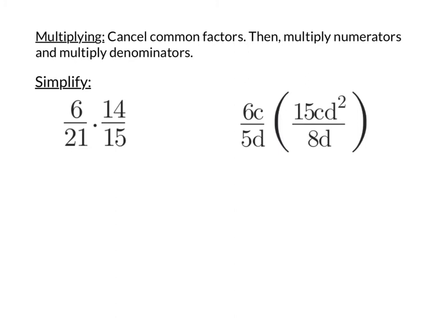For instance, this 6, we would rewrite it as 2 times 3. 21, we'd look at that as 7 times 3. In the next fraction, 14 is 2 times 7, and 15 is 5 times 3. And when we look for factors to cancel, we're looking for the same factor in a numerator that is in a denominator. So this 7 is going to cancel. As far as the 2 goes, it doesn't cancel because the other 2 is also in the numerator. The 3 that's in the numerator will cancel with either one of the ones that are in the denominator.